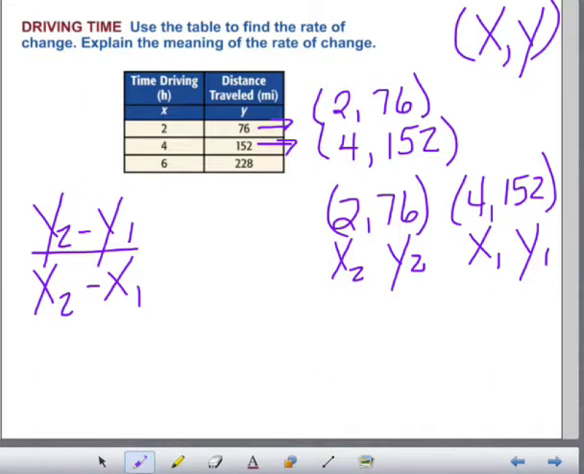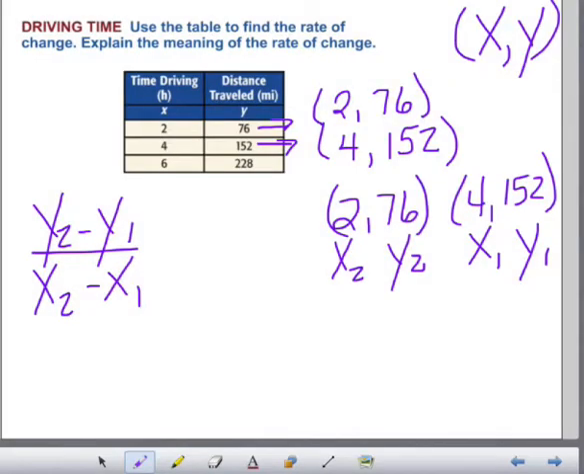Once I've labeled them like that, notice my x and my y that are the second one, the x2, y2, are together in the same ordered pair. x1 and y1 are together in the same ordered pair. It doesn't really matter which ordered pair you make the second one and which one you make the first one, as long as whichever x you use first, you use that y first. All right, I'm going to plug these in.